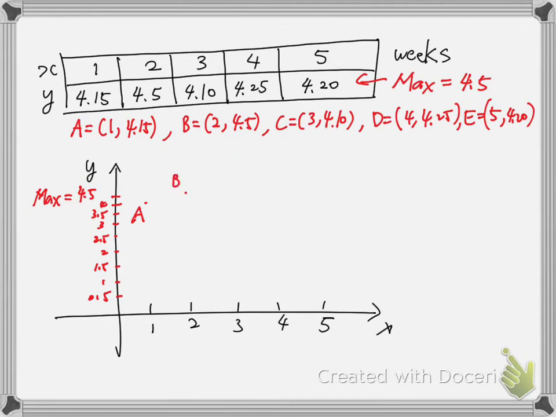C is 4.10. D is 4.25. And E is 4.20. So they are almost on the same horizontal line. If you connect A, B, C, D, E, it's like a straight line. So if we only use the maximum, this is not a good graph.